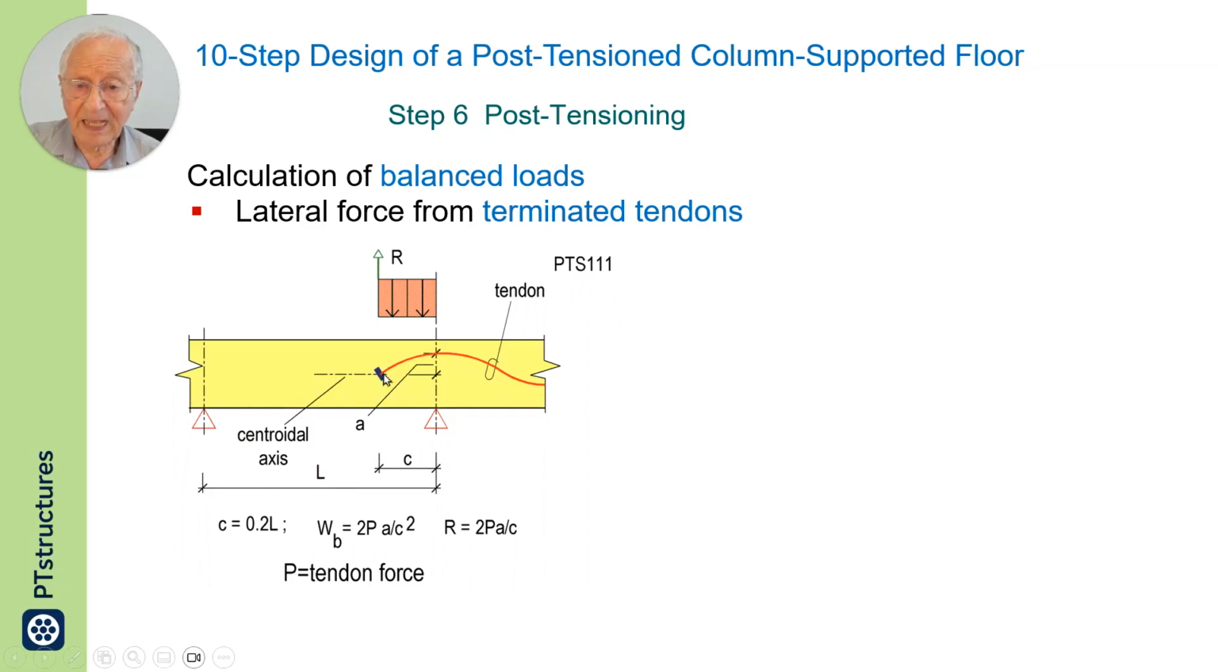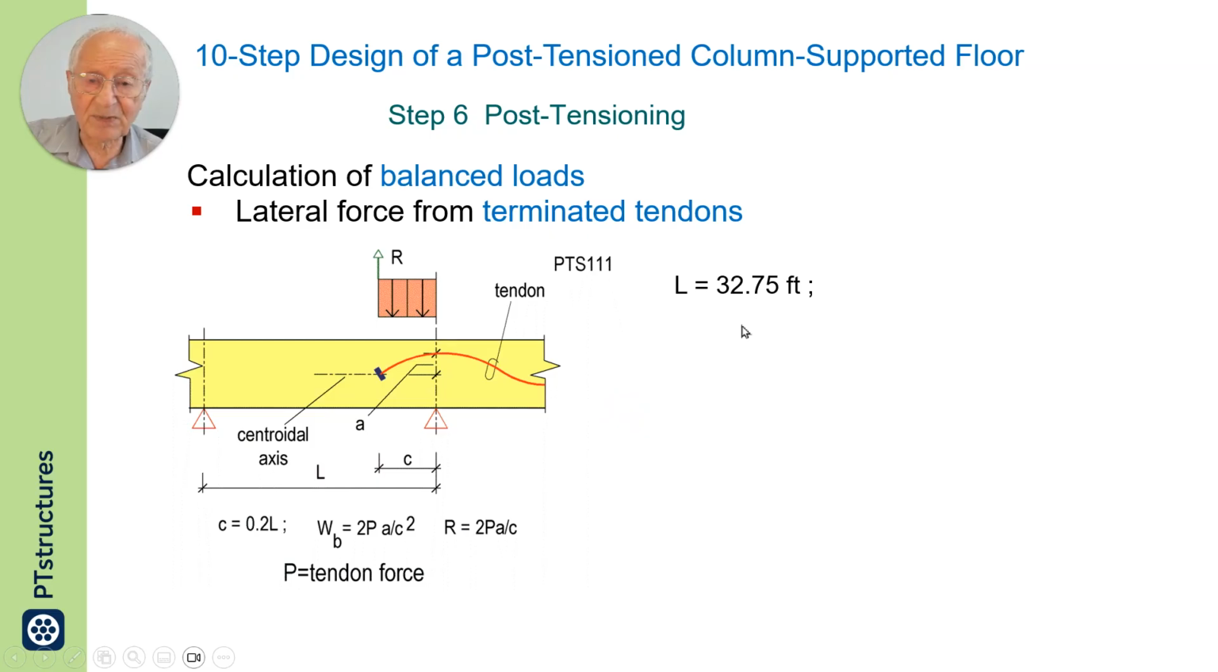The extended tendons will create also forces, downward force here, and at the end uplift. The relationship for the uplift and downward force is given here. This is the distance. I have taken it as 1/5 of the span. Typically, you extend the tendon about 1/5 of the span. So I calculate this downward and upward force.